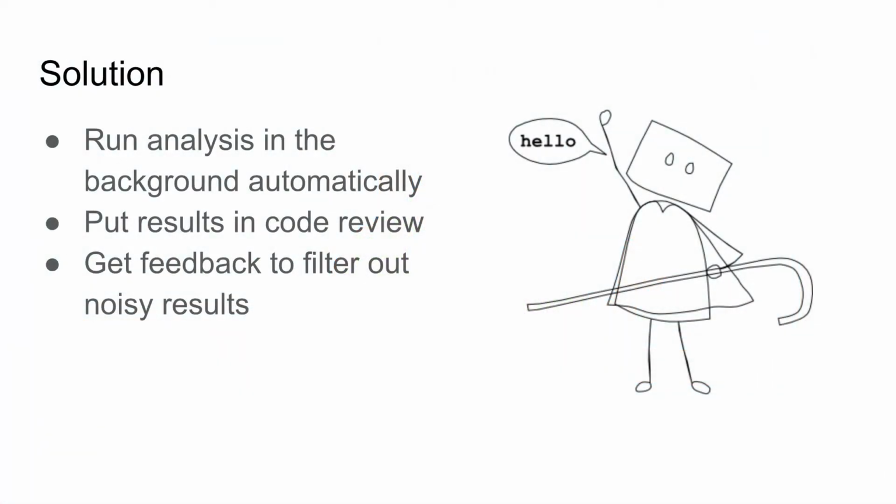You can put some checks into pre-submit checks, but pre-submit checks can be noisy and they can't be too slow. So how do we fix this problem? We can run static analysis jobs in the background automatically and put results into code review. Yay. But I'm not sure if that was supposed to be the slide. And then to deal with the noisiness problem, we need a feedback loop where we can try and filter out results that appear to be too noisy.